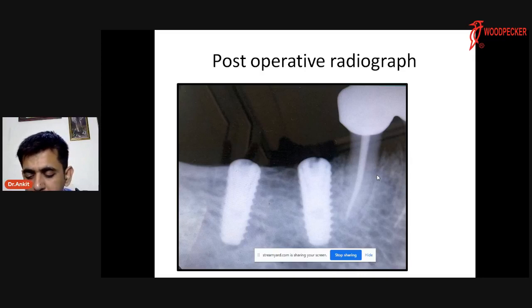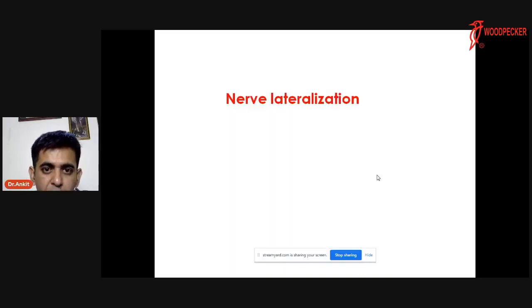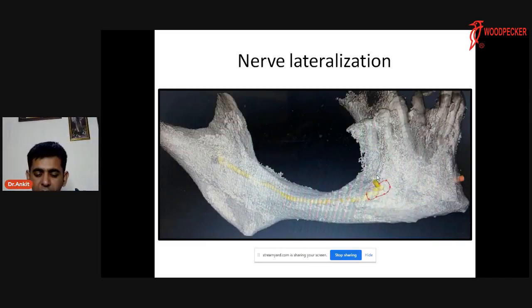So let us go to the other case, where we'll be seeing the nerve lateralization. Though the nerve lateralization has its own indications and processes. So in such a scenario, what we need to understand is you can see the nerve lateralization, right? The nerve lateralization is where you do not have the position for the implant to be placed because of the proximity of the nerve in very close aspect of the implants, right? So in such a scenario, you need to do the nerve lateralization.